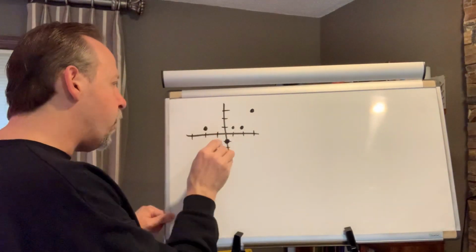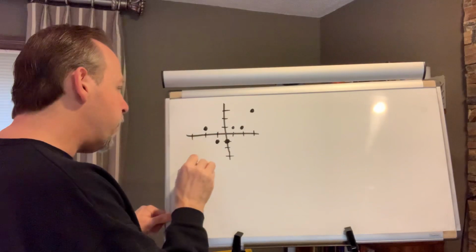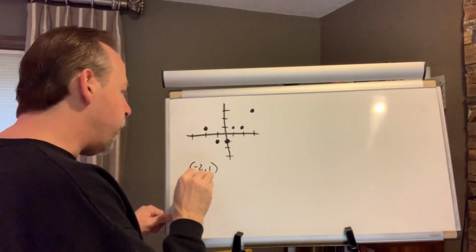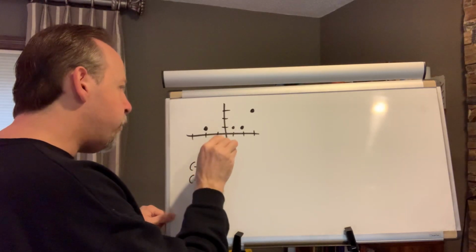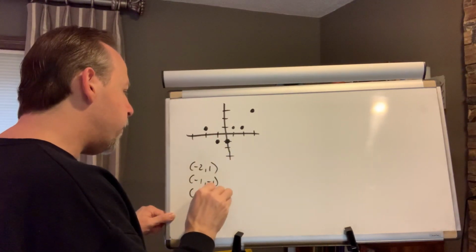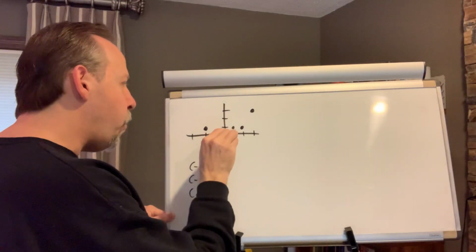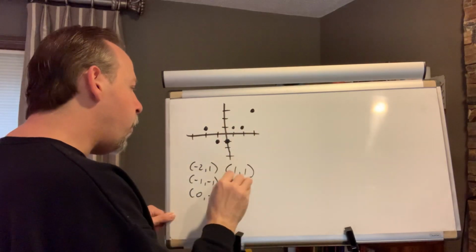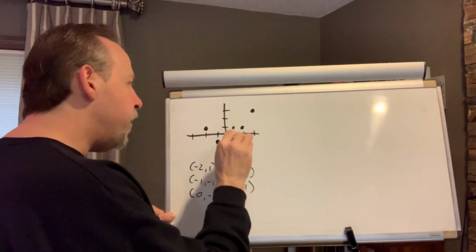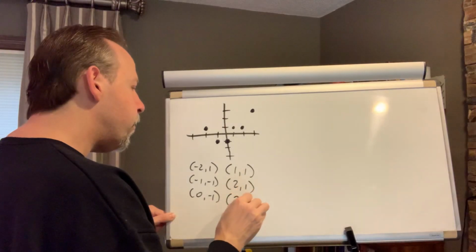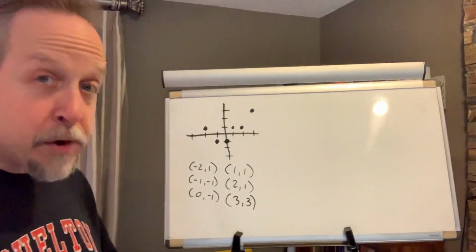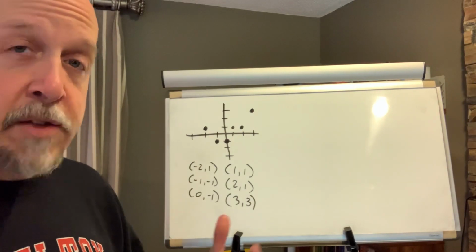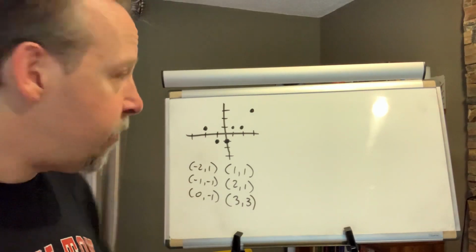So this first coordinate is -2, 1. This is -1, -1. This one is 0, -1. This coordinate is 1, 1. This coordinate is 2, 1. And this coordinate is 3, 3. So I took the graph and I listed the coordinates. Now we're looking at this relation in 2 different ways. One as a graph, one as a list of coordinates.